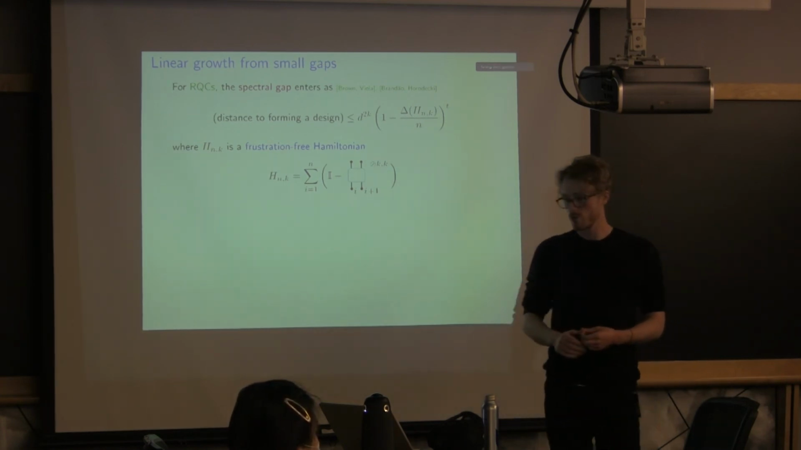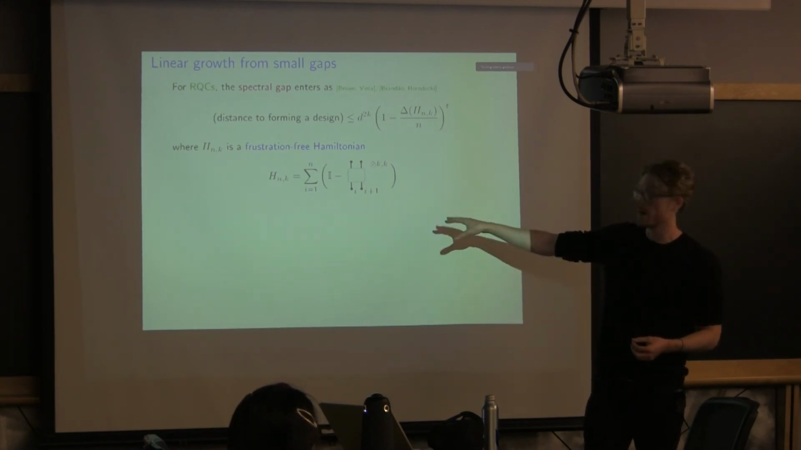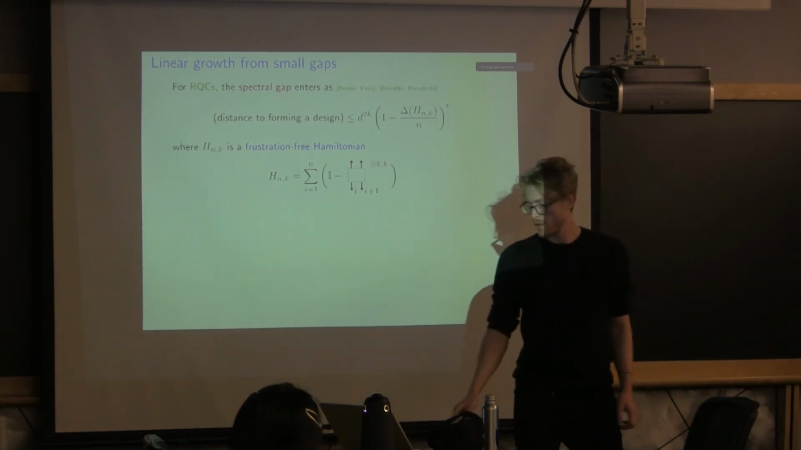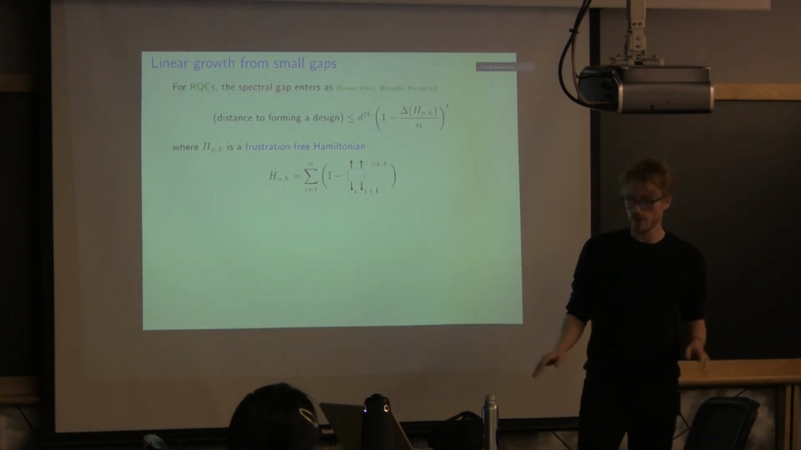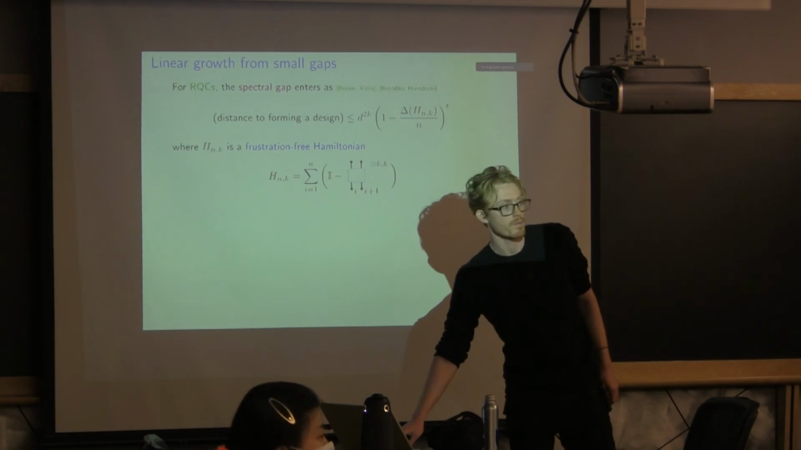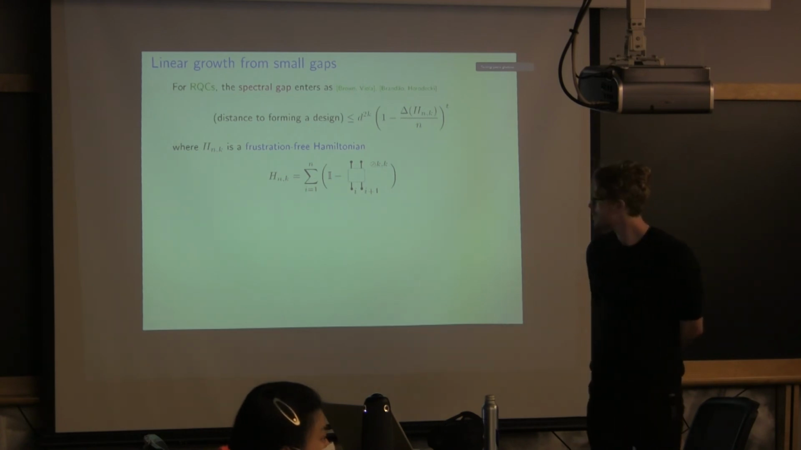So this is one way of proving convergence to designs: by getting these bounds on the gaps of these Hamiltonians. And there's a beautiful set of techniques for bounding gaps in frustration-free Hamiltonians. Can you remind me of the condition you involve on the Hamiltonian? Each term involves a number of qubits that is order 1, doesn't scale with n?